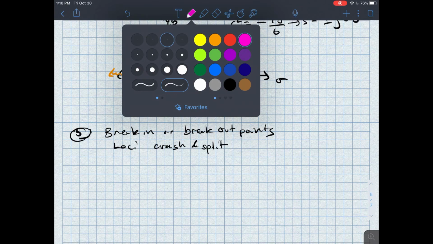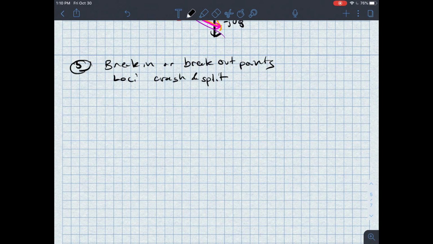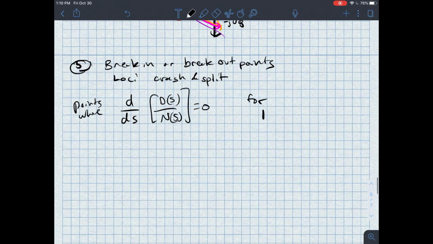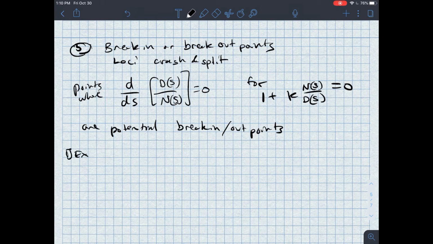So those are the points I'm looking for, and to find those points, it's the points where the derivative with respect to s of d of s over n of s is equal to 0. In other words, for the original characteristic equation, 1 plus k n of s over d of s equals 0, I pull out the k and then I flip that fraction, take the derivative with respect to s, and set it equal to 0. These are potential break-in or break-out points. We're going to continue to apply this to the same example, example 4.